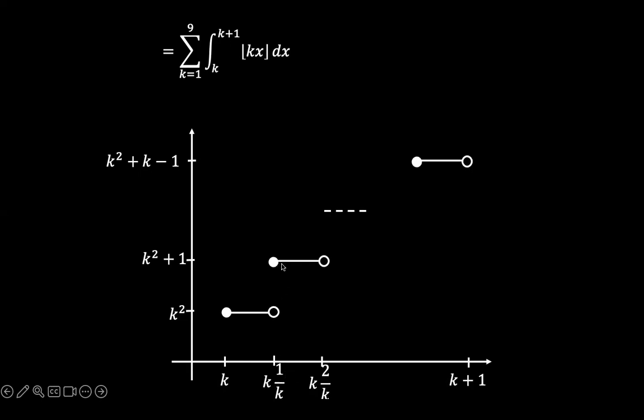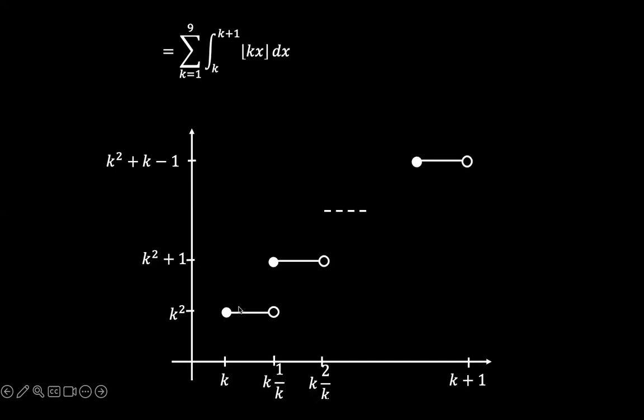And then it continues at that value up to when x equals k and 2 over k, and at that point it transitions to k squared plus 2, and so on until now we come to k and k minus 1 over k. At that point we have k squared plus k minus 1, and that continues until x equals k plus 1, and then it transitions to k squared plus k.